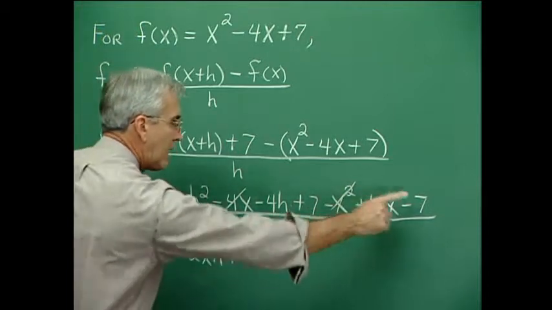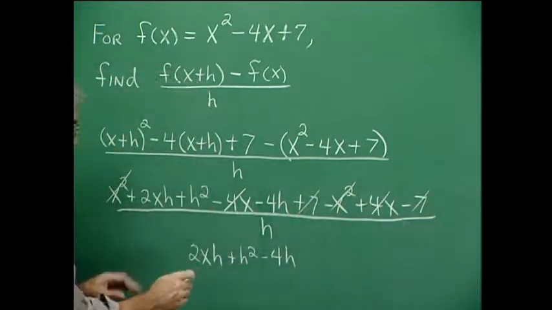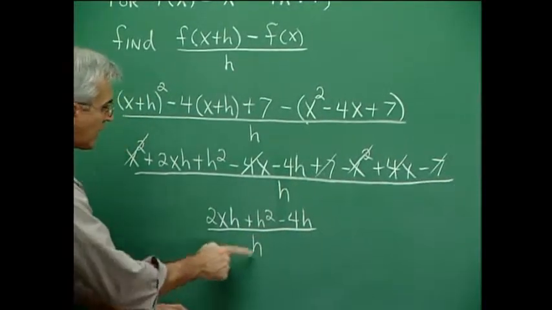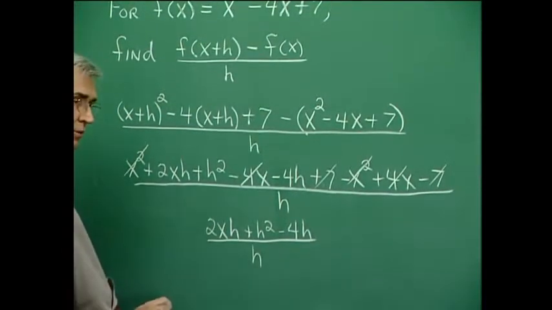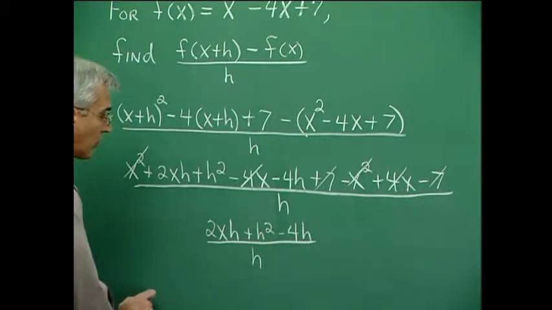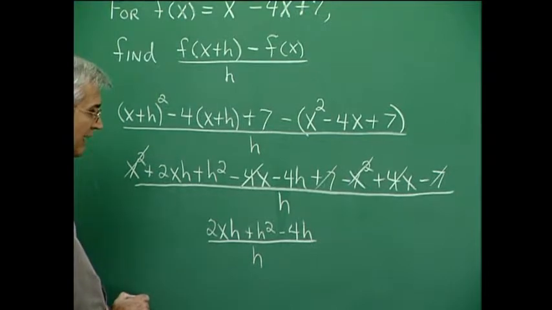And I have 7 and minus 7, those go out. So a lot of things kind of drop out by themselves, and then all of this is over h. Now h divides every one of these terms in the numerator. That's one way to look at it from here, or I can just factor the numerator, pulling out a common factor of h.